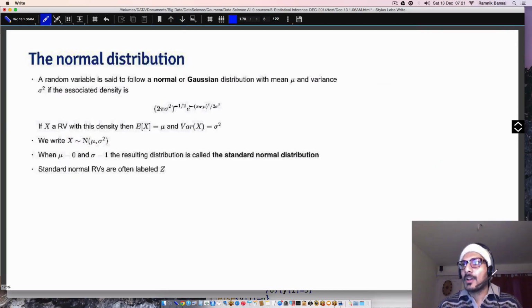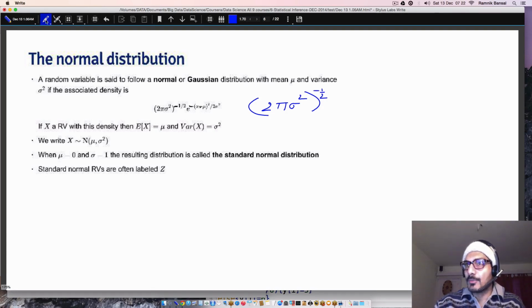so let's move ahead. Now, a random variable is said to follow normal distribution. We studied the normal distribution the last time, right? With mean equal to mu and variance sigma square if the associated probability density function is this. Let me just rewrite this. So it is 2 pi sigma square, this whole thing raised to power 1 by 2, that is basically 1 upon root of this, right?